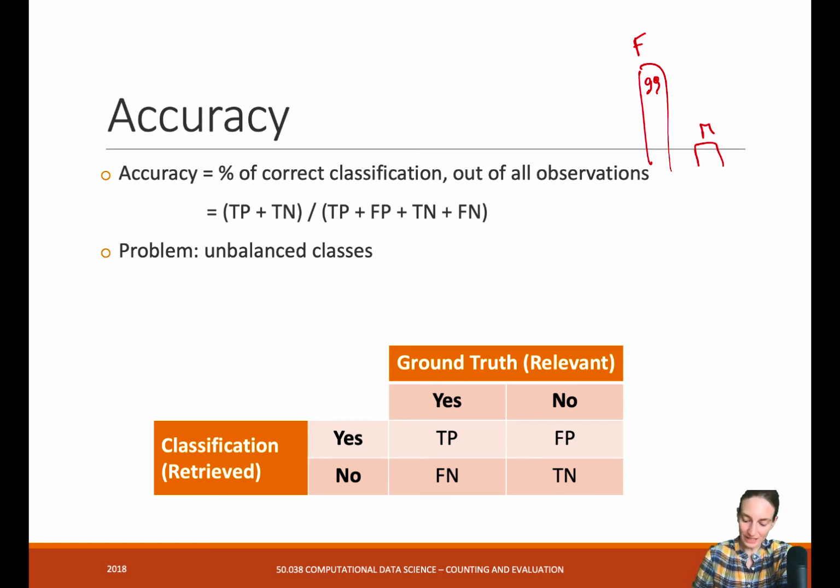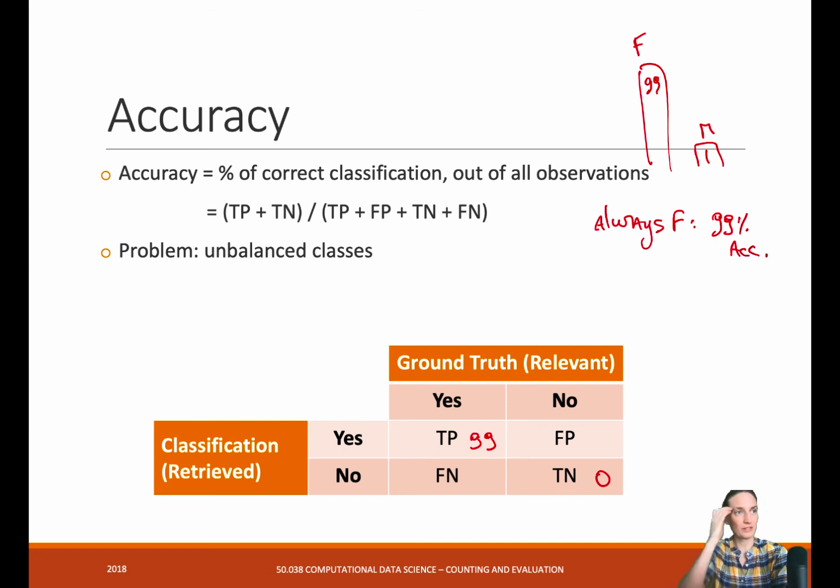If I'm predicting, I'm just saying it's always female, my model just says female, yes. That's all, that's my whole model. The accuracy of this model will be 99%. Ha! You see how accuracy is totally wiped away if you have unbalanced classes.